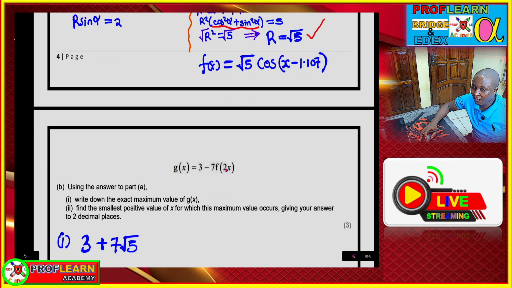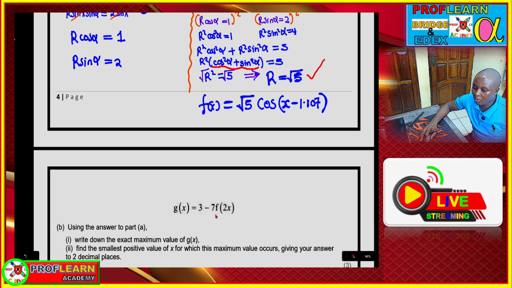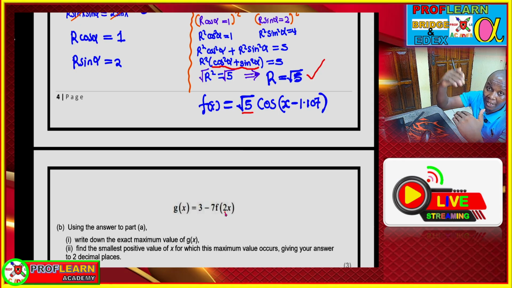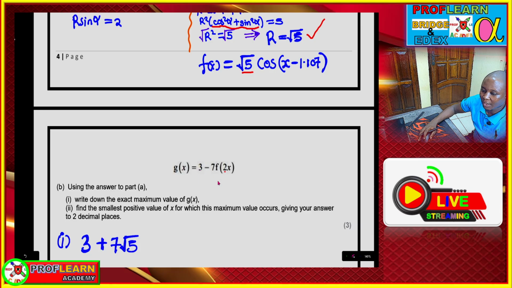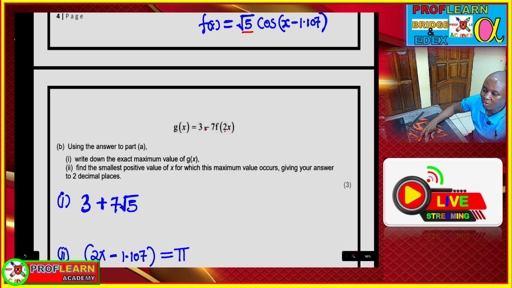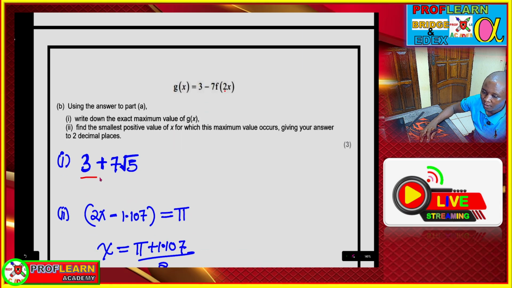Since it's 7f of x, the maximum value of 7f of x is going to be 7 root 5. You just multiply this number with the maximum value of this. That's the maximum of 7f of 2x, because this number 2 here does not affect the maximum and the minimum value. Then, since it's addition, this can be subtracted and added. So for the maximum value, we're going to add that, so it's going to be this value.